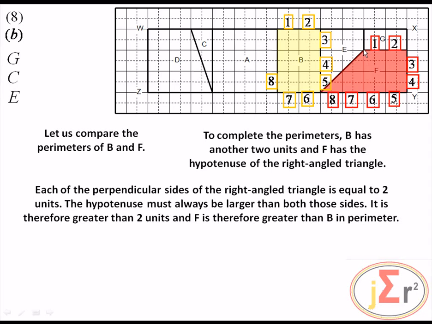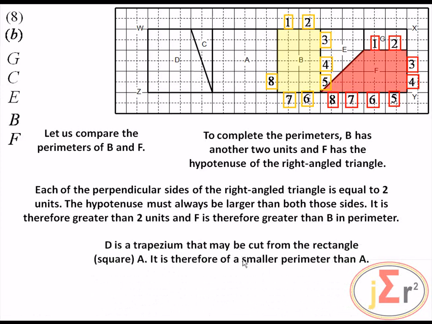Of course, this is a hypotenuse of the right angle triangle that we have right there. And this we have 2 units, and this we have 2 units. The hypotenuse is always greater than the length of any of the other 2 sides. So we are sure that it is greater than 2. So this is only 2. So we are sure that the perimeter of this one is greater than the perimeter of that one. So B goes before F, and all we have left are A and D.